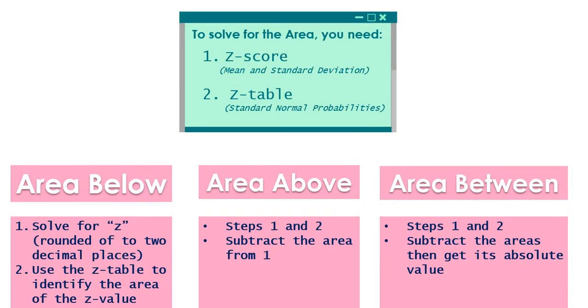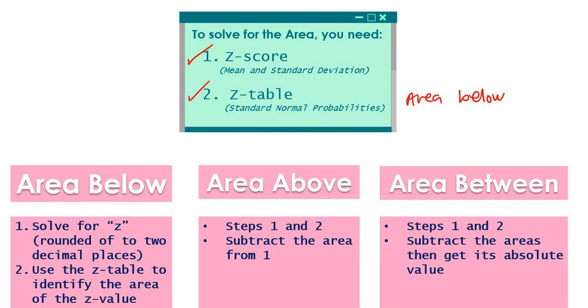In summary, to solve for the different areas under the normal curve, we have 3 cases: area below, area above, and between. You first start all of this by solving for the z-score, then using the z-table to know the area below. Technically, this is the default steps in solving for the area below. For area above, repeat the same steps, but don't forget to subtract from 1.